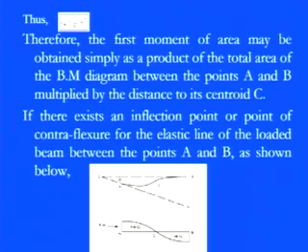And if there exists any inflection point or point of contraflexure, that is a special case: if the bending moment is changing from sagging to hogging, or if the change is from plus to minus, in that case we have a point of contraflexure for an elastic line of a loaded beam between any points. Then we need to go for a different section, as you can see here on your screen.